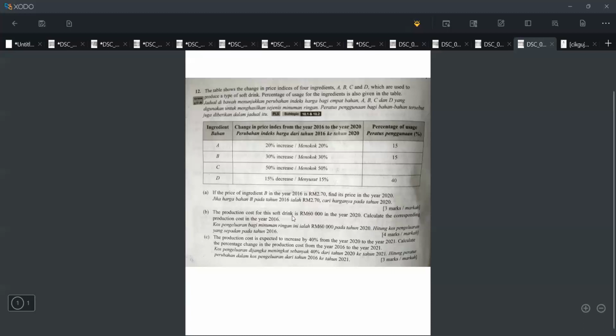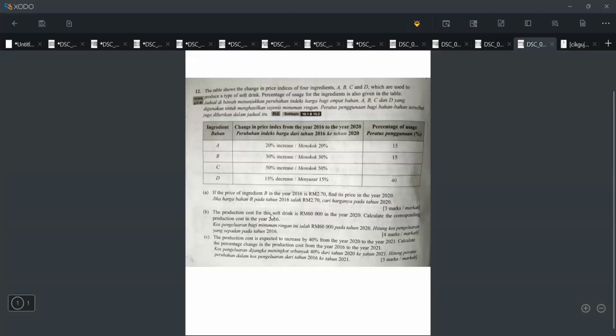For B, they say the production cost of soft drink. So they never mention A, B, C, D. So the whole I thing, you will take the average, calculate the corresponding one. So what you have to do first for B is find the composite index first. That means you have to find the I dash for 2016 first. After you find the I dash for 2016, then only you use the first formula, I equals P1 over P0 times 100. And then you will get the final answer, 1502.15. Yes. So find the I dash first.